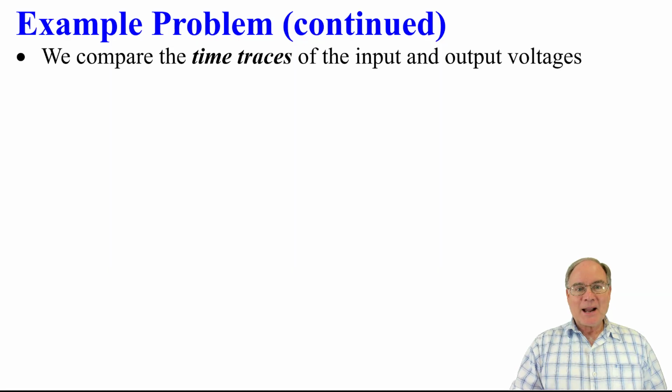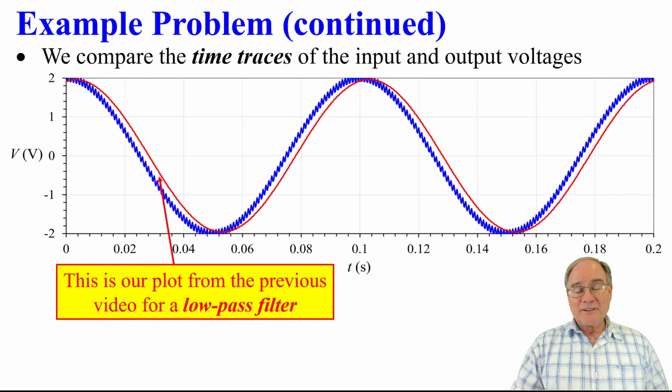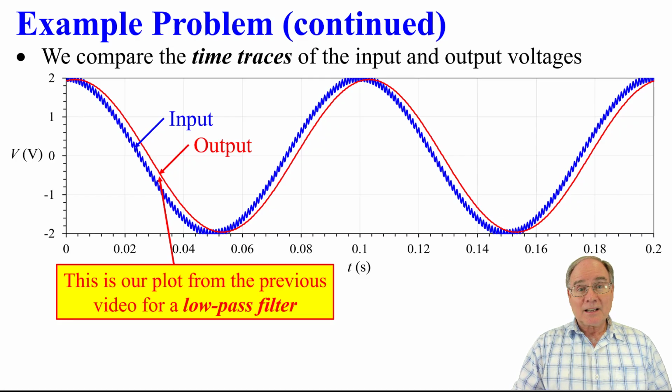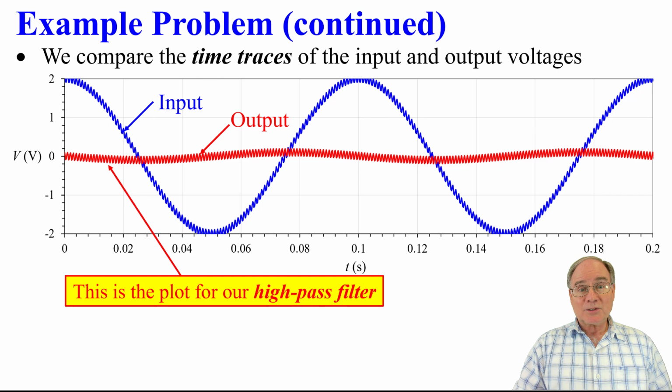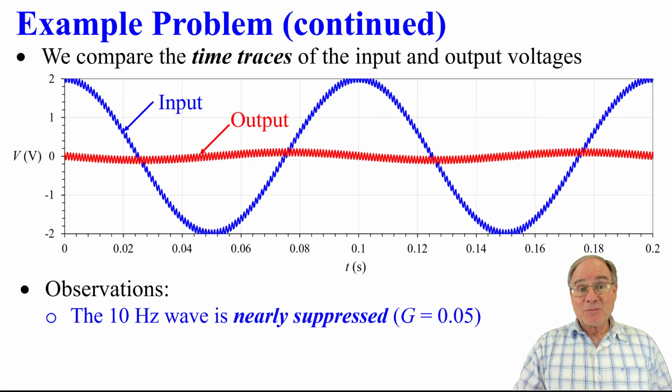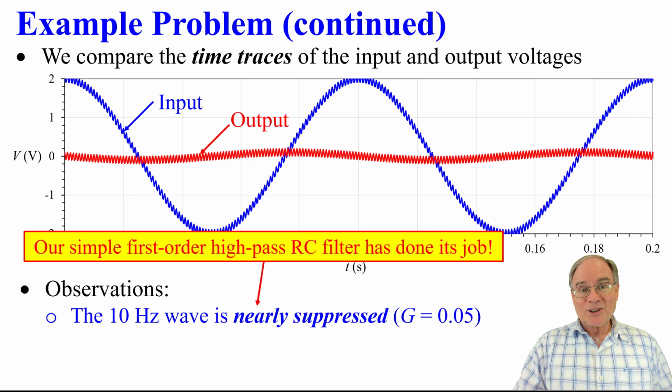Now let's compare time traces as we did previously. Here's the plot from our previous lesson, where input is in blue and output is in red. Notice how we attenuated the high frequency component. Here's the plot for our high-pass filter. Notice that high frequency component is still there, but the low frequency 10 Hz component has been greatly attenuated. Well, we specified G of 0.05. Our simple high-pass filter has done its job.